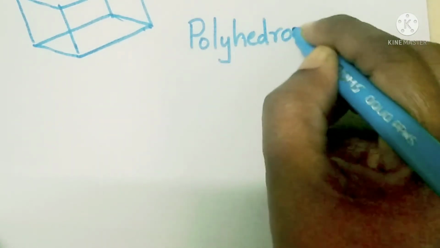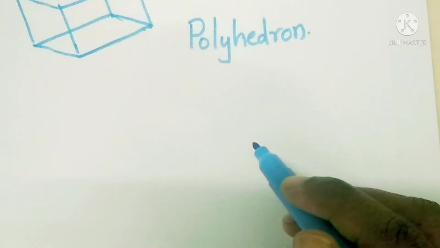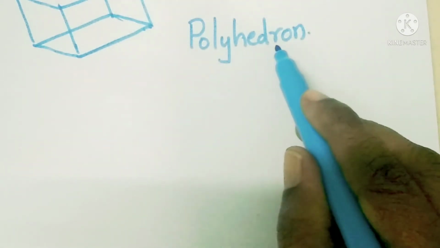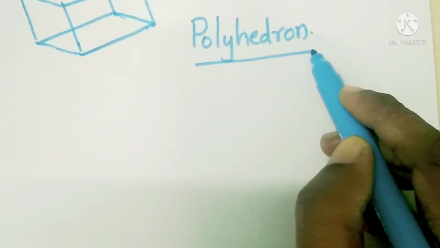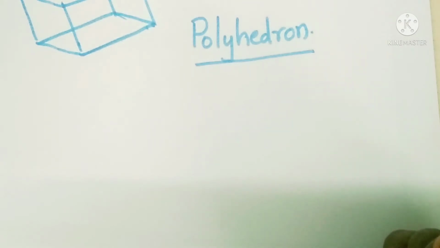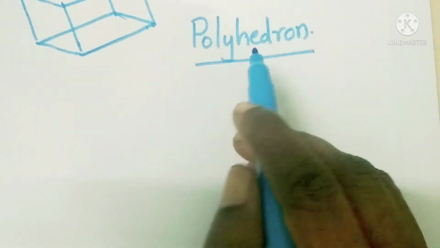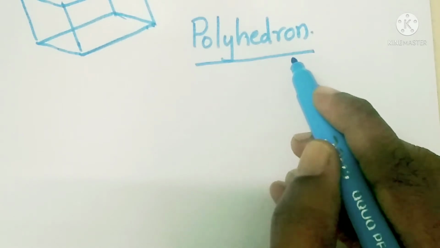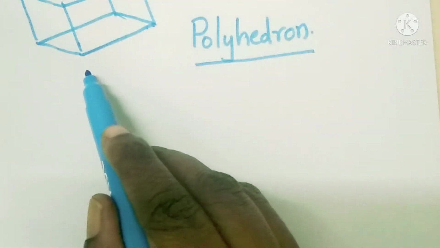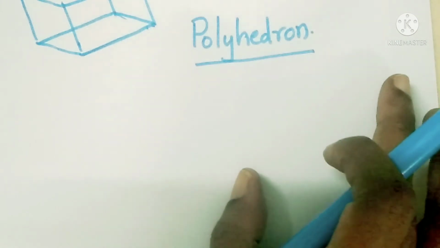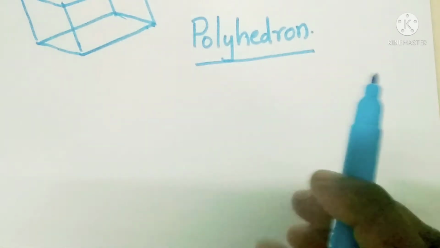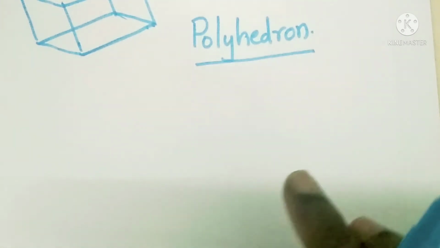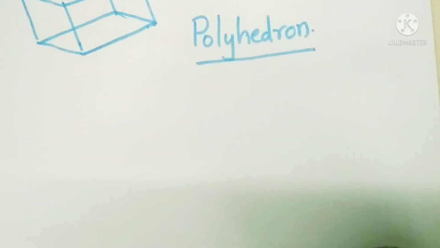Polyhedrons are solid shapes made up of or composed of many polygons. Okay. So, if it is made up of all rectangles, it is called a cuboid, and if it is made up of all squares, then it is called a cube. Like that, if you make many circles one on top of the other, you get a cylinder. Like that, there are various polyhedrons.